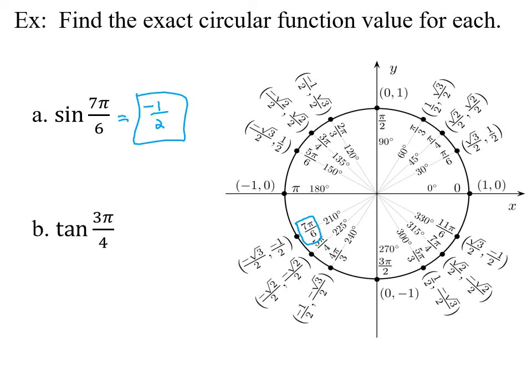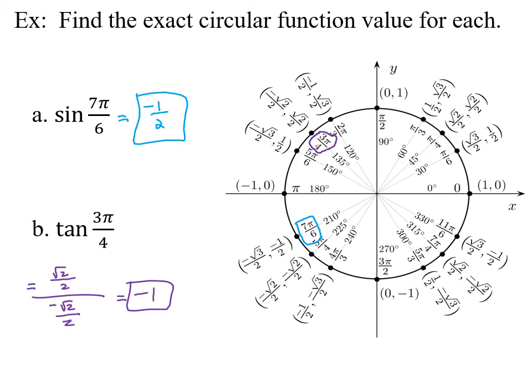So like, for instance, 3 pi over 4. 3 pi over 4 is right here. And it says do tangent. So tangent at 3 pi over 4 is the y value, which is root 2 over 2, divided by the x value, which is negative root 2 over 2. And if you're dividing the same values on top and bottom, you just get 1. One of them is negative, so it's negative 1.